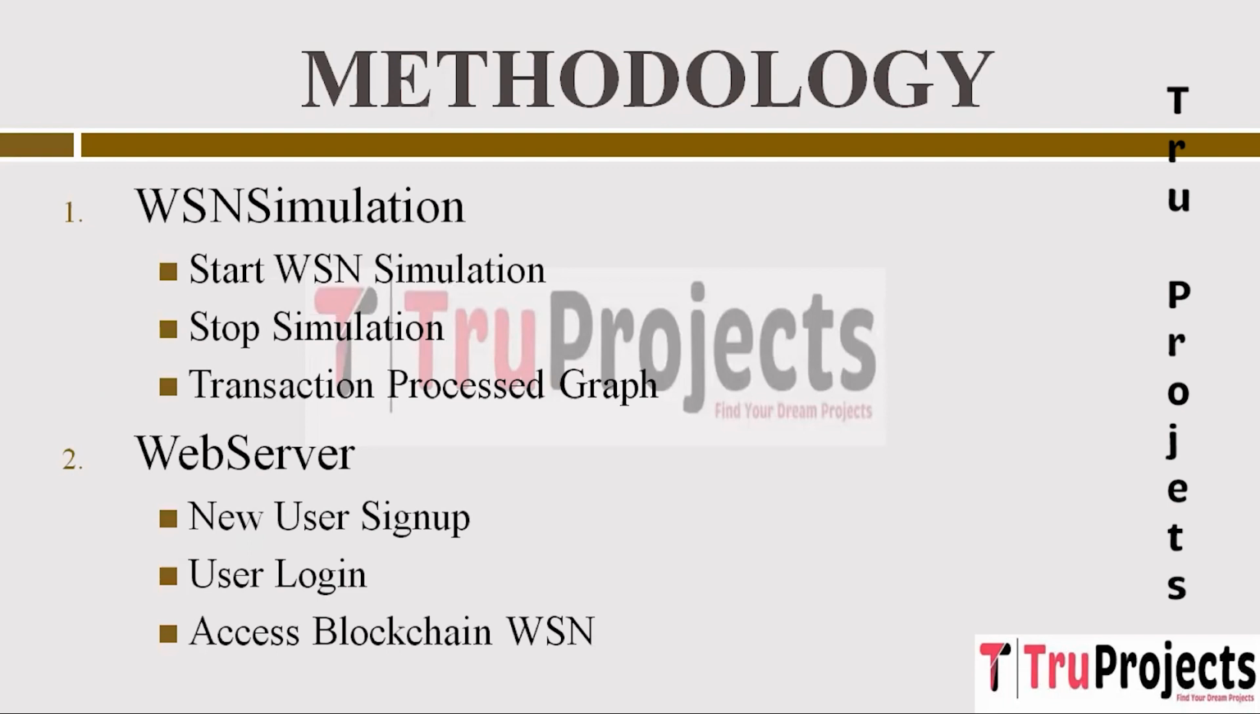Registered users can log in to their accounts using this option. After successful login, they can access the project's features and data. The third feature is Access Blockchain WSN. This module allows users to securely access Internet of Things sensor data stored in the blockchain. Users can select specific sensors or data points to view and interact with.